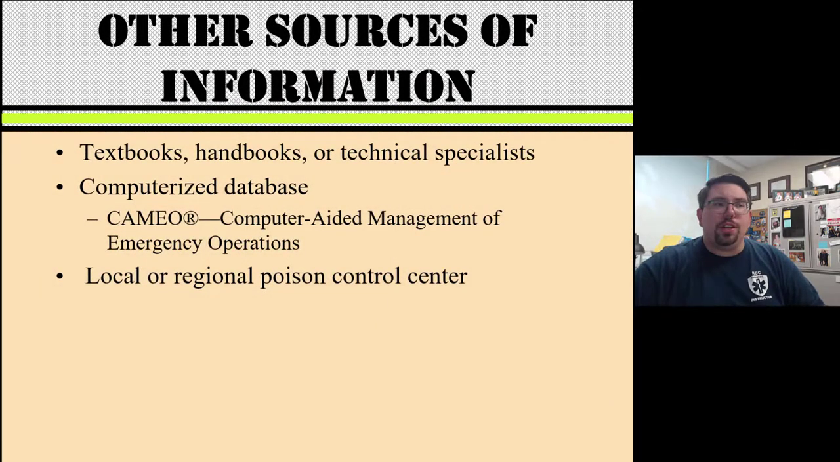Other sources of information, you have lots of things in your textbooks, handbooks, or other technical specialists. Again, there's CAMEO, which is going to be a computerized database, which is Computer-Aided Management of Emergency Operations. And then other local or regional poison control centers can be a great resource for you.